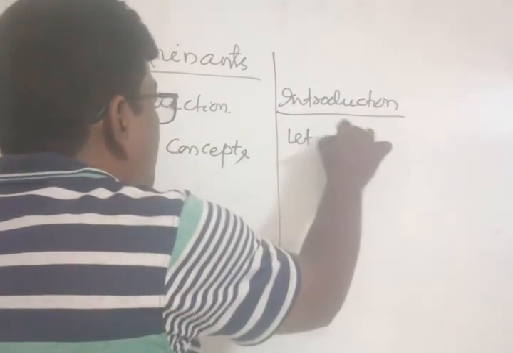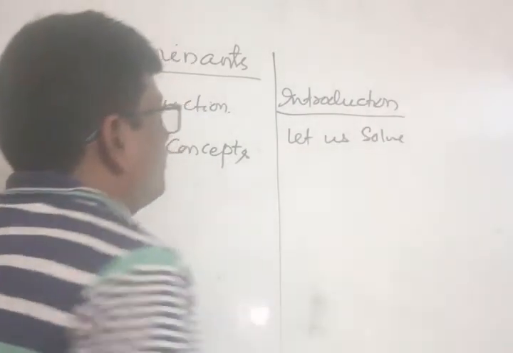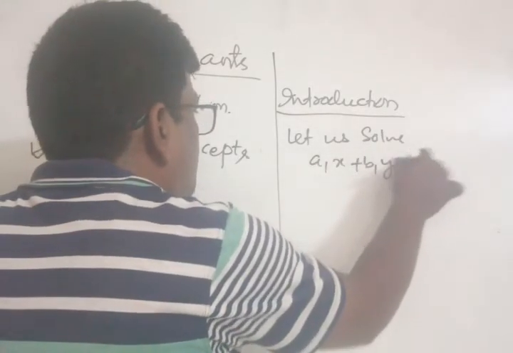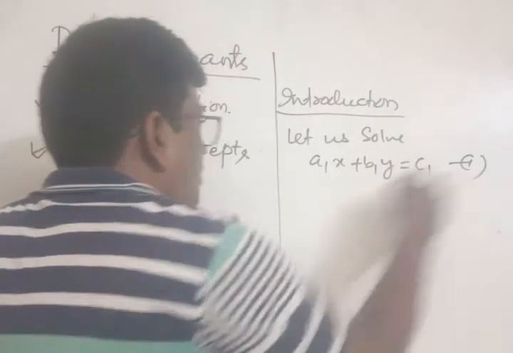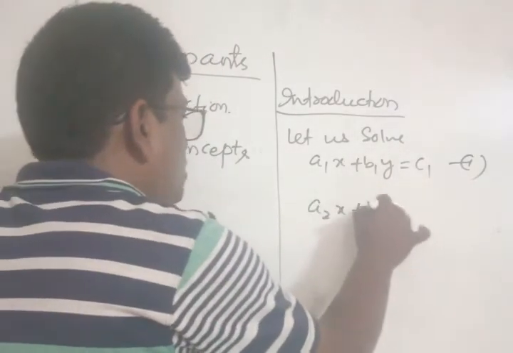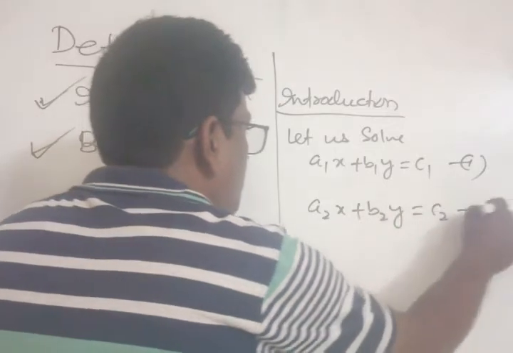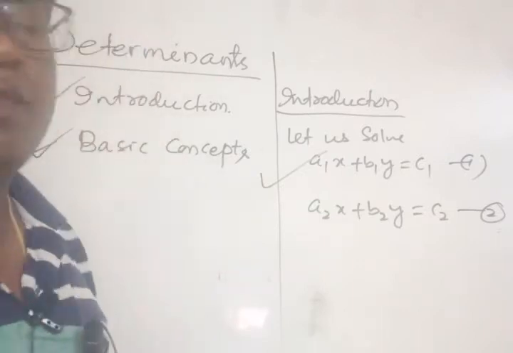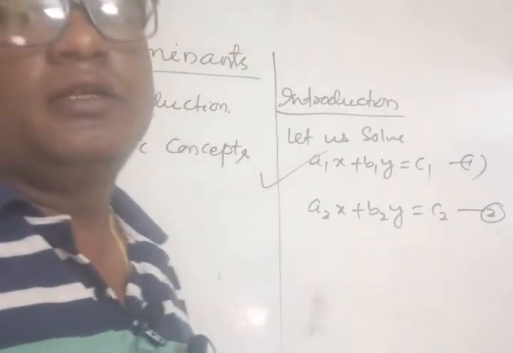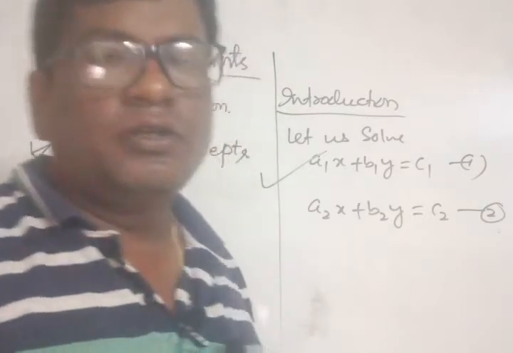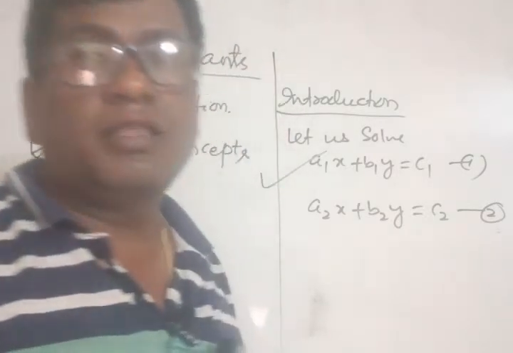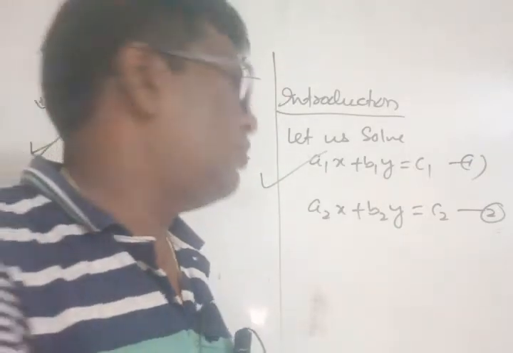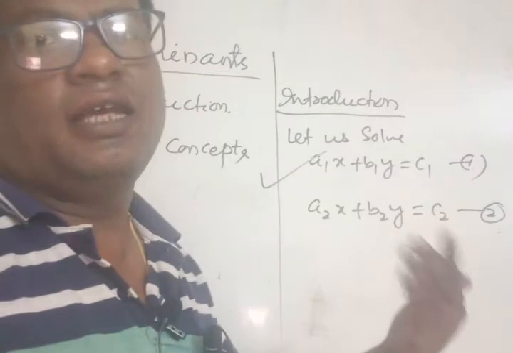Let us solve a1x plus b1y is equal to c1. This is equation 1. a2x plus b2y is equal to c2. This is equation 2. This can be solved by any one of the methods, like the elimination method, another method is the substitution method, and another method is the cross multiplication method. We can do it using any method.